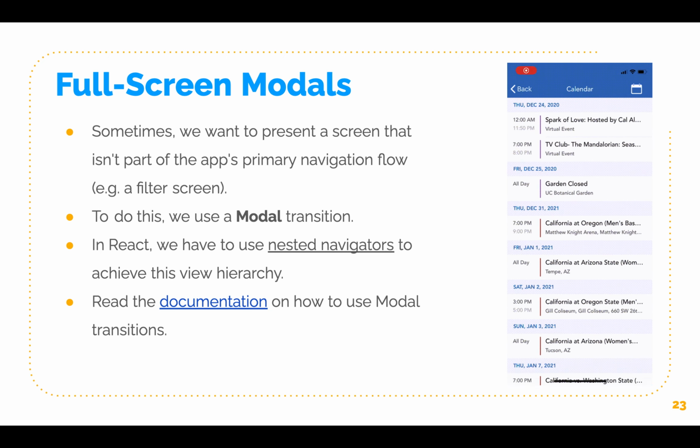To do this, we use a modal transition. So in React, in order to achieve this sort of transition style, we have to use these things called nested navigators, where we're essentially taking two stack navigators and we're nesting them into a third root stack navigator. And by doing this, we can switch between different navigation stacks and have different flows within our application.